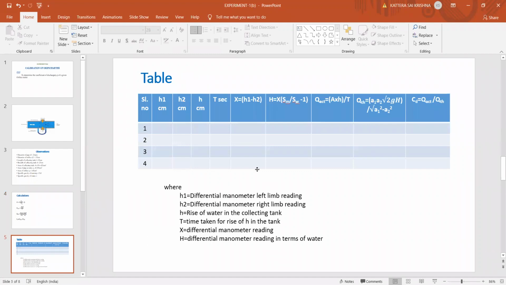Next, this is the tabular column which we need. Please copy the tabular column. And we are going to take 4 readings. Copy it fast.